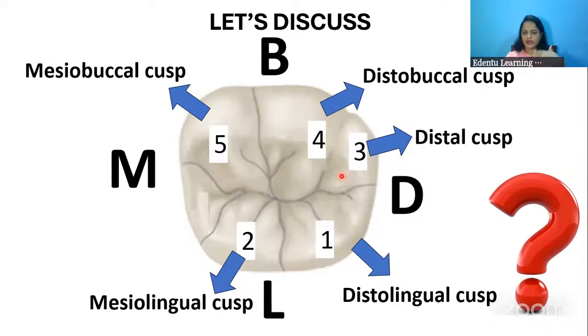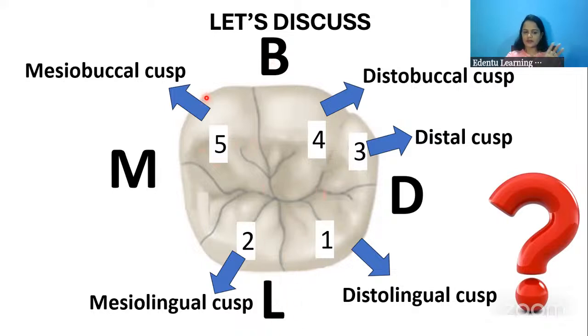Now, how to identify the buccal area and the lingual area? The area which is pointing towards where the three cusps are seen will usually be the buccal area. Okay, so here the three cusps are seen on that side, so that will be the buccal area and this will be the lingual area.